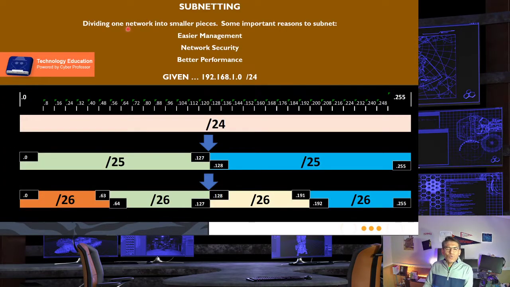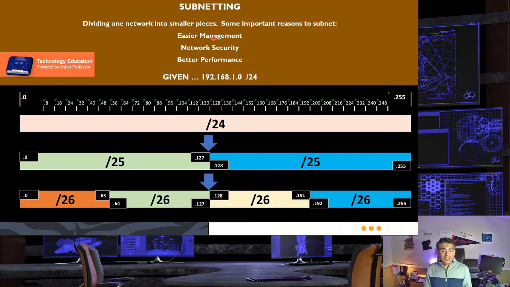Subnetting is dividing one network into smaller pieces. Some important reasons to subnet are, we talked about, easier management. So as a network administrator, you will have an easier time managing the overall network if you divide it into smaller pieces, because now imagine yourself bringing the concepts to life. Imagine yourself that you have a network with 20,000 employees or 20,000 nodes. It could be a subset of employees, a subset of printers, a subset of computer devices, but altogether you have 20,000 nodes on your network.